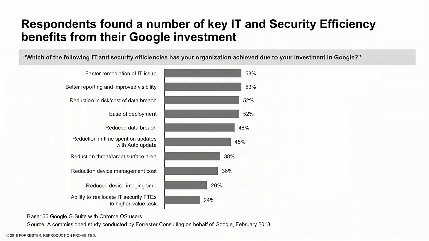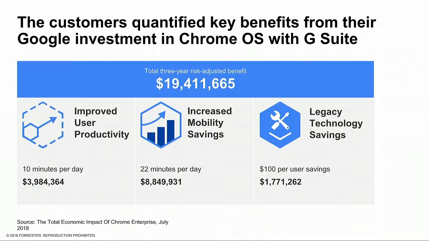Well, we asked these companies, which of the following IT and security efficiencies has your organization achieved due to your investment in Google? And it was clear: faster remediation of IT issues, better reporting and improved visibility, reduction in the risk and cost of a data breach, just the reduced number of data breaches. Those are some of the reasons that are driving value within these organizations around security.